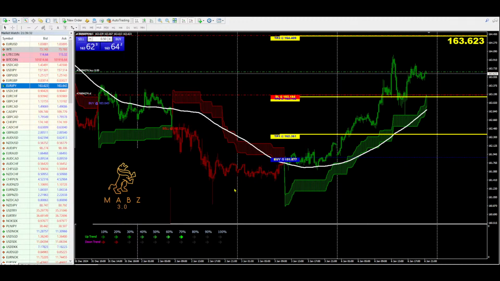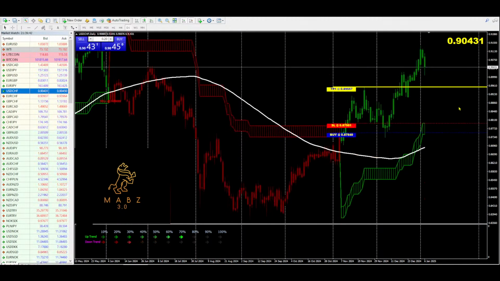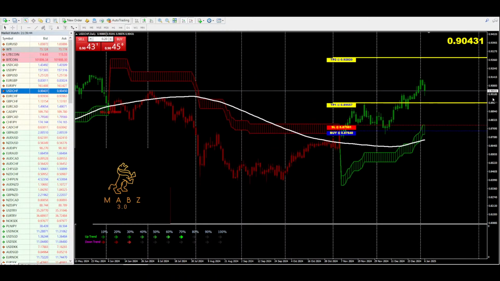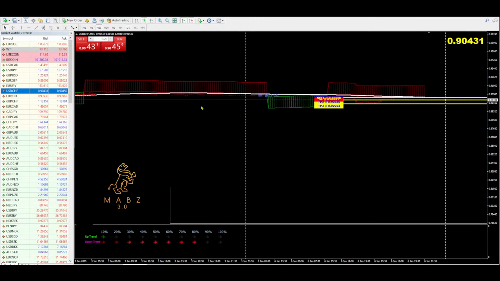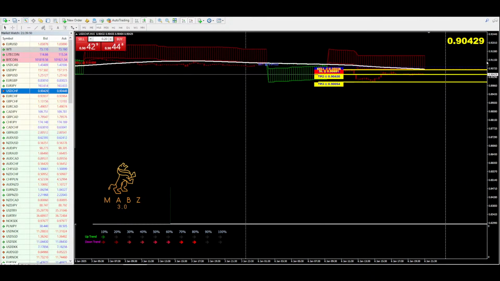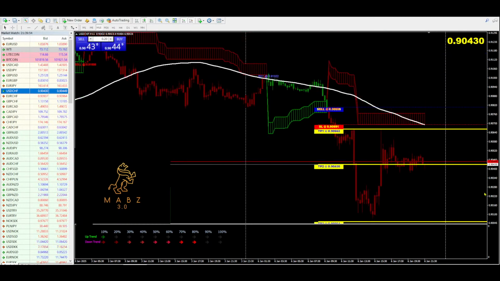So far we've got two trades on the 15-minute chart. Let's see if we can get some more. USD CHF is also a trade. This is okay, but let's go back to the 15-minute chart. For this particular instance, guys, I'm just going to focus on the 15-minute chart.